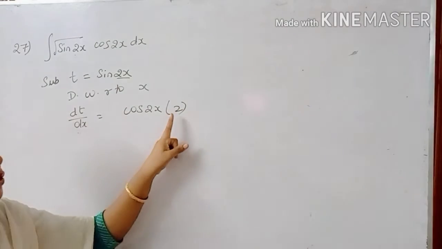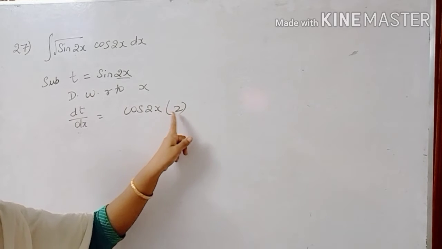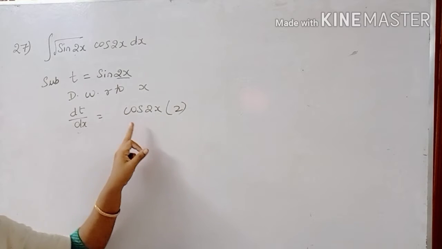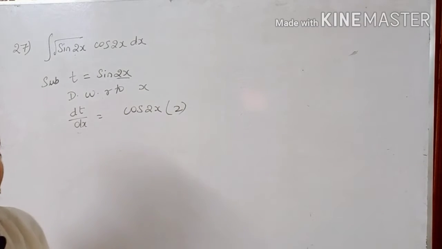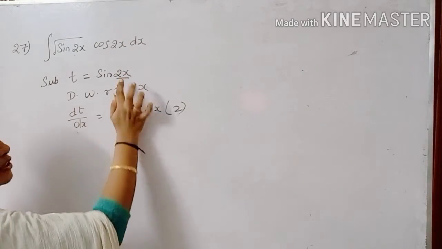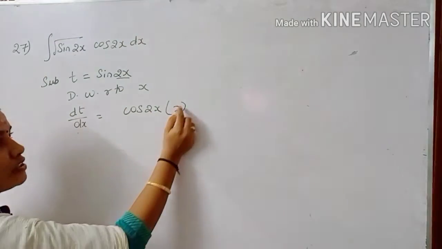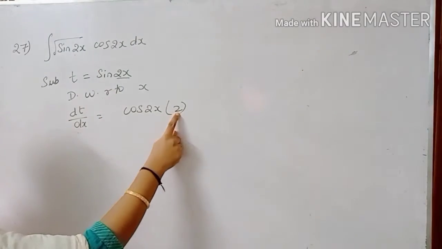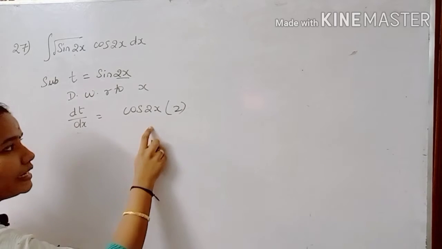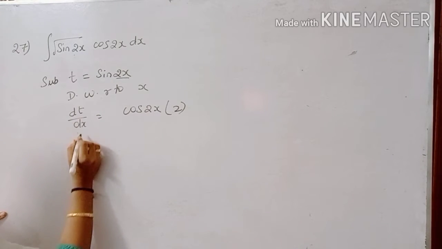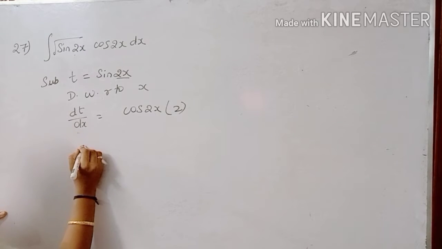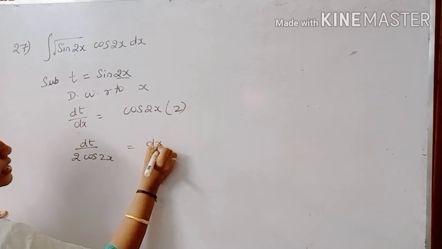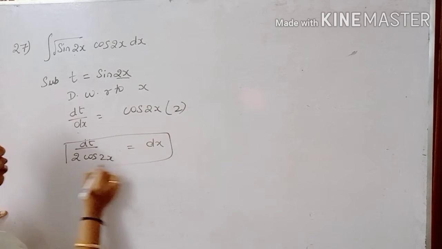In differentiation, we put the inner value's derivative as a multiplication, whereas in integration, we put it as a denominator. That is the difference between integration and differentiation. I repeat, in differentiation it is a multiplication, whereas in integration it goes in the denominator. So from this we get dx: dt divided by 2 cos 2x is equal to dx. We found the dx value also.